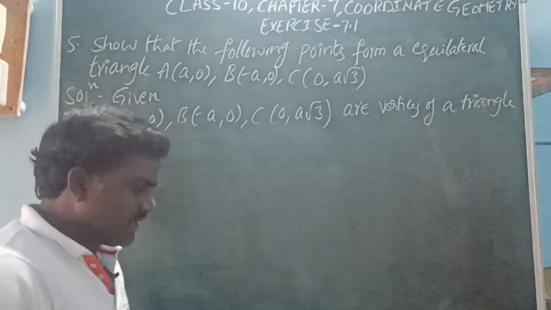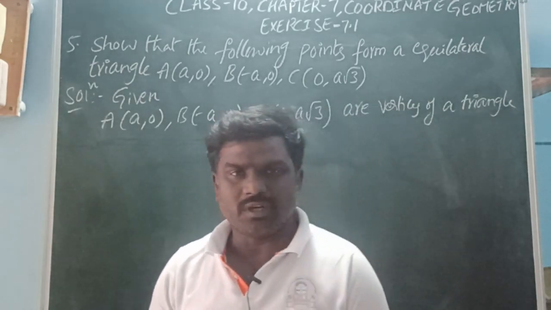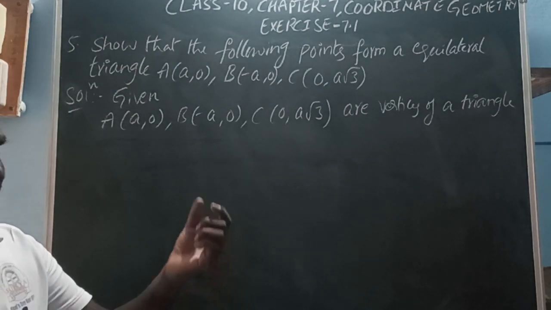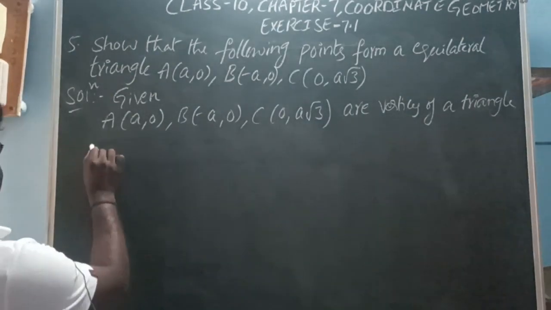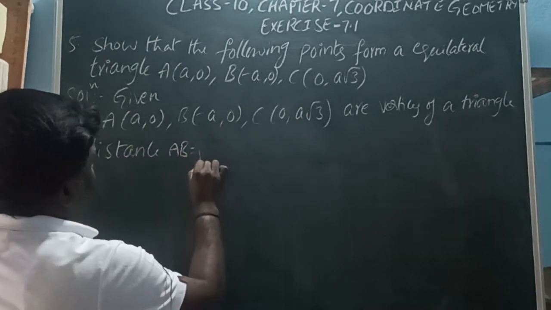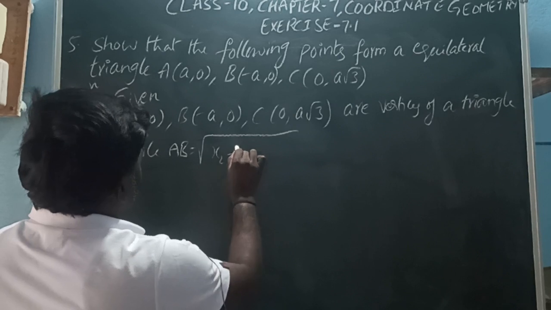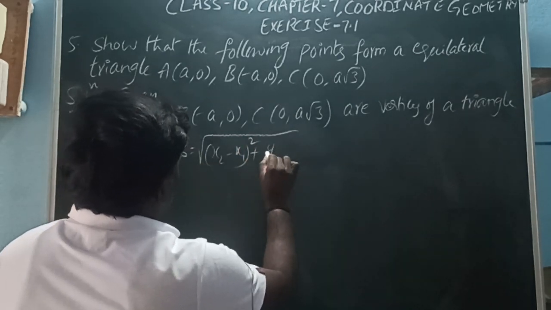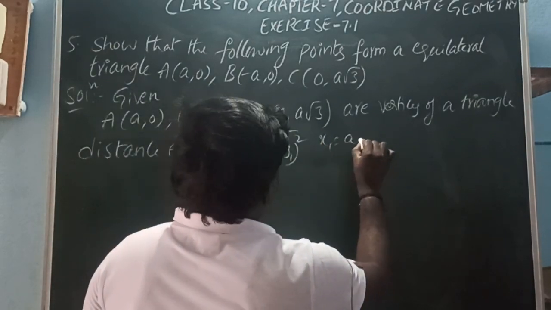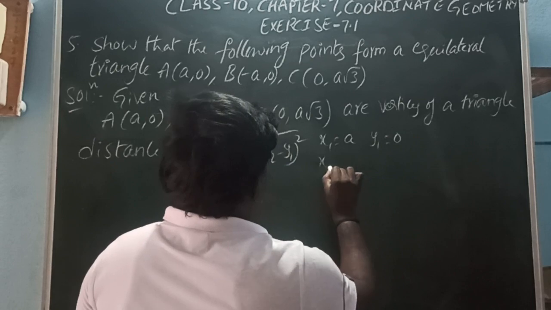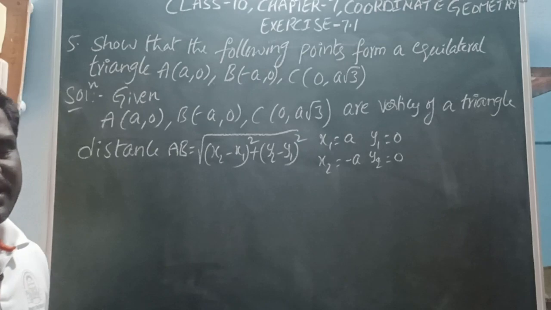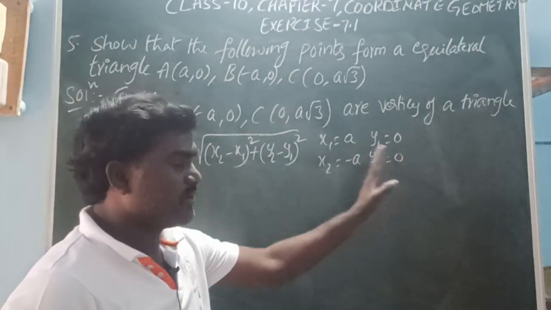How can we show that? Equilateral triangle means what? All sides are equal. So for all sides, how can we get the distance between 2 points? That is called the side. So here distance AB is equal to square root of (x2 minus x1) whole square plus (y2 minus y1) whole square. So here x1 is a, y1 is 0, x2 is minus a, y2 is 0.